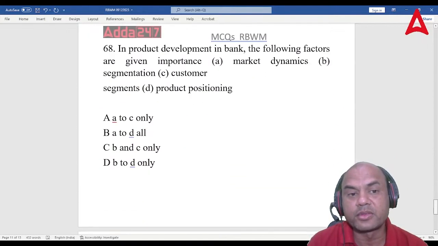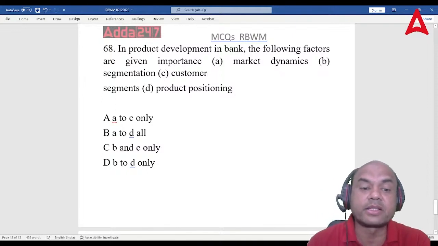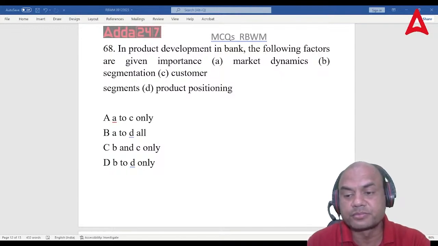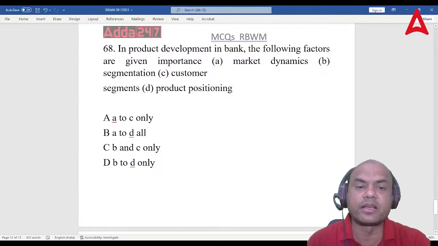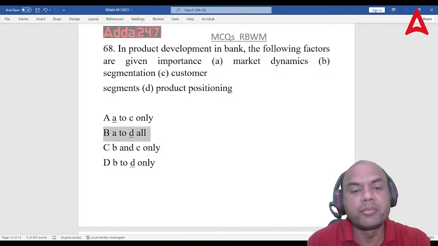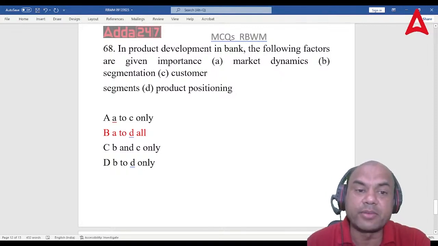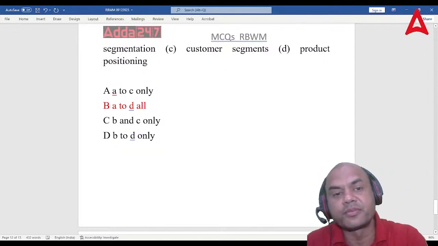And last one for today. In product development in banks, the following factors are given importance: market dynamics, segmentation, customer segments, and product positioning. Our question is the same, but the factors are different. Again, the options are same. Think over it. What can be the answer for this? Again, common answer, right? A to D all, because all the factors are important. Market dynamics. What is the market trend going on right now? Segmentation. What type of customer am I targeting? Customer segments, right? And product positioning.